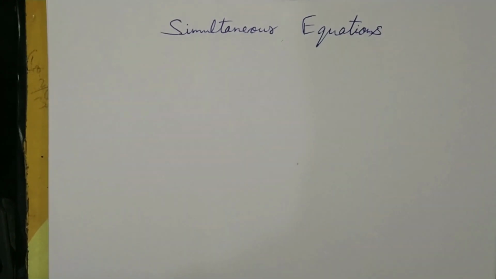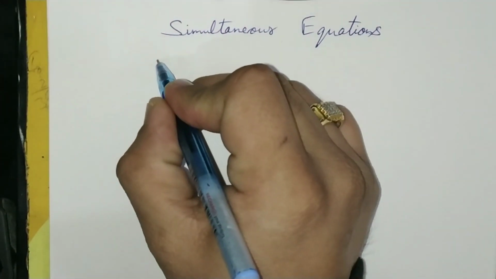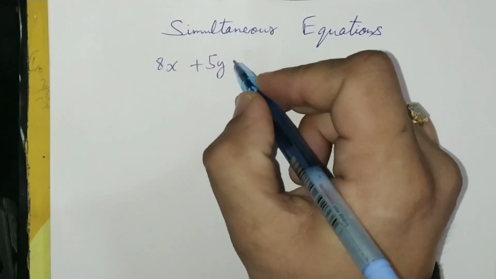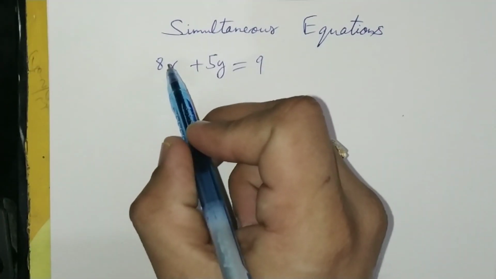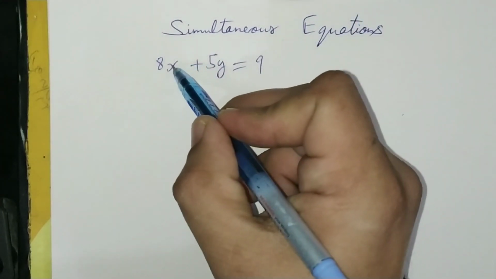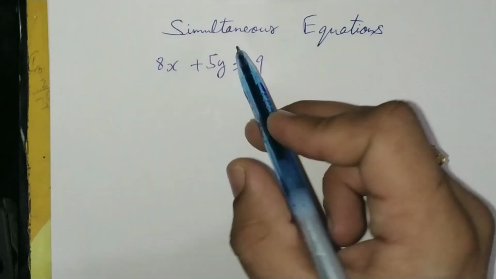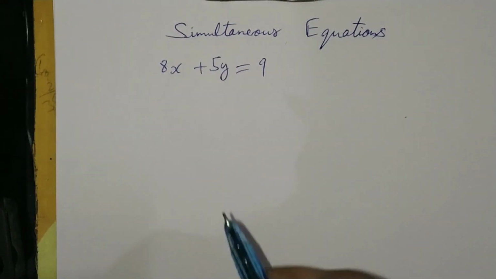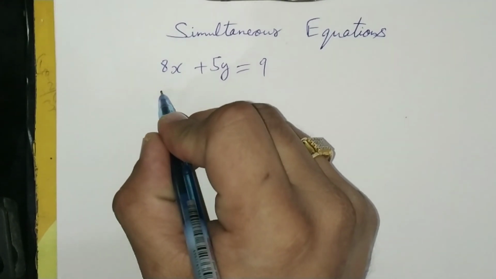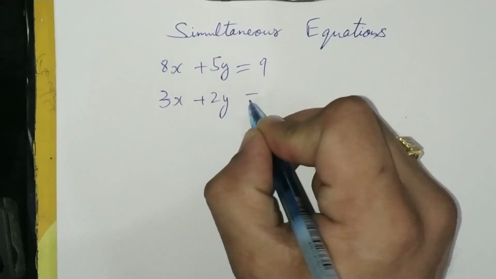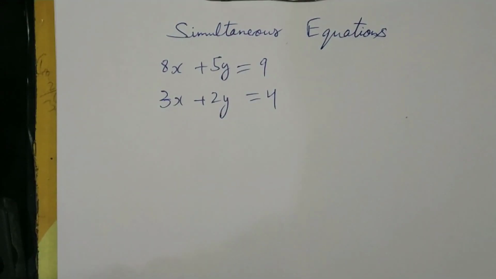So simultaneous equations. Basically we will deal with linear equations. Linear equation means that the power of the variables must be 1. So x has power 1, y is also having power 1. So this is a linear equation, and we will always have two equations. We have to solve these two equations. There are three methods by which we can solve these equations.